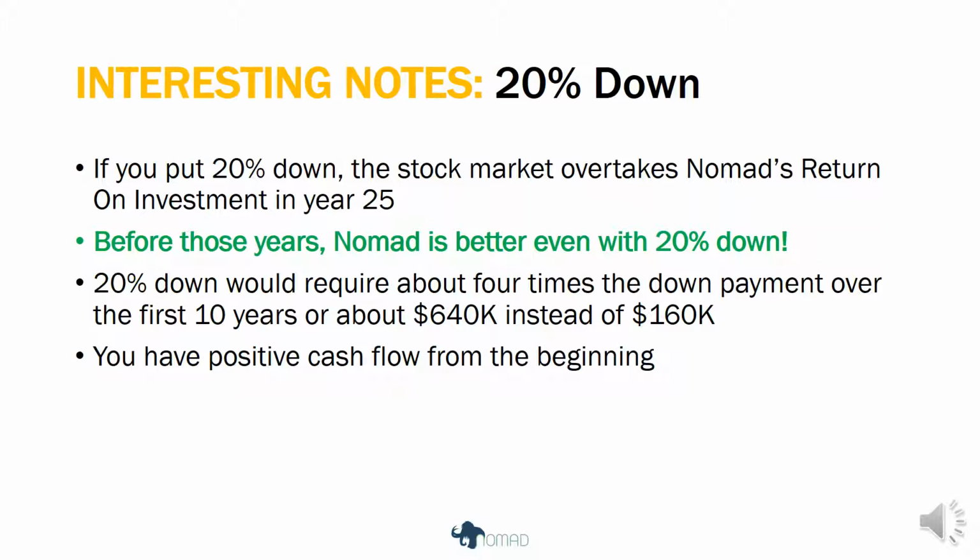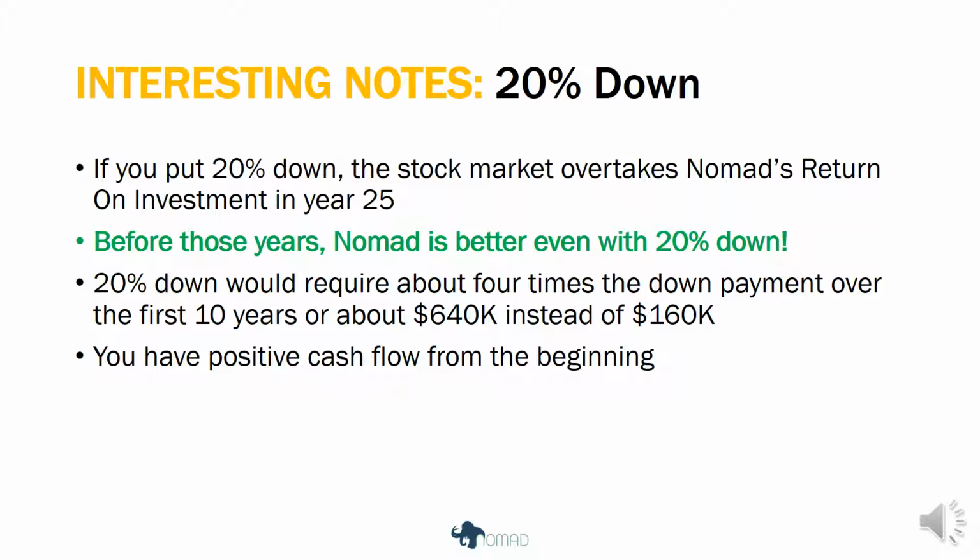20% down would require about 4 times, actually a little bit more than that, the down payment over the first 10 years. Instead of $160,000, you need about $640,000. And actually, that's not even right, because you need 20% down for the first 4 properties, and then from the 5th property on, you need 25% down to buy investment properties. So it's even more than $640,000. It's probably closer to $800,000, if not more than that.